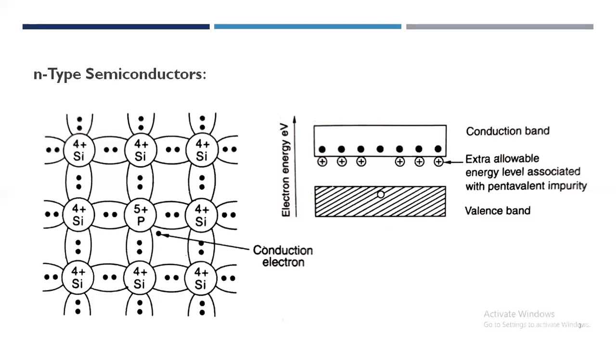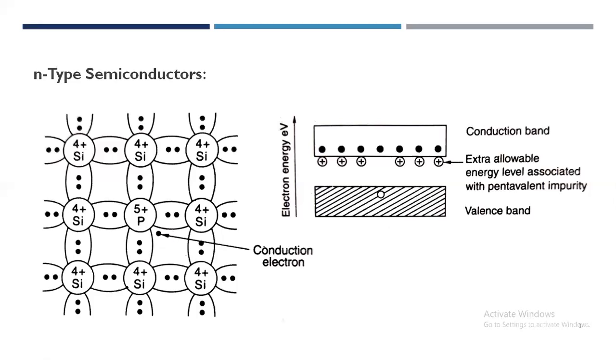Being almost free, it can be removed from the parent impurity atom by the expenditure of very little energy, that is Wi, only 0.05 electron volt for silicon. In contrast, it takes 1.12 electron volt to break a covalent bond.